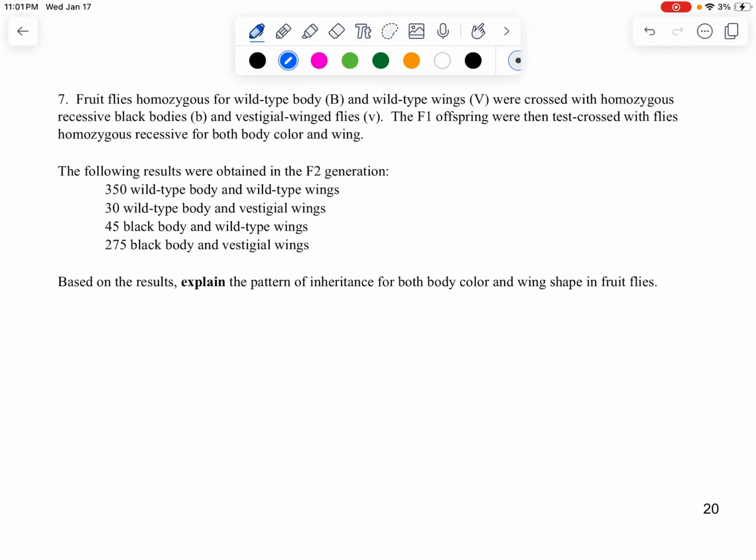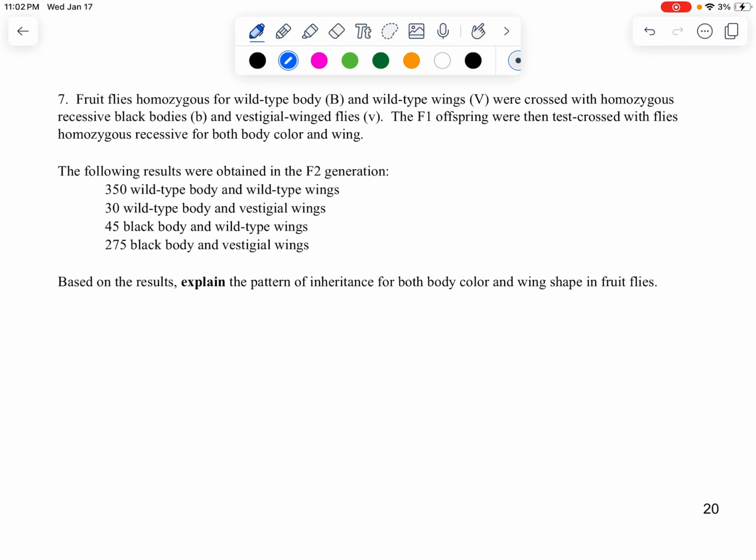Let's take a look at number 7 here. Fruit flies, homozygous for wild-type body and wild-type wing, were crossed with homozygous recessive black-bodied and vestigial-winged flies. The F1 offspring were then test-crossed with flies homozygous recessive for both body color and wing. And these are the results obtained for the F2 generation.